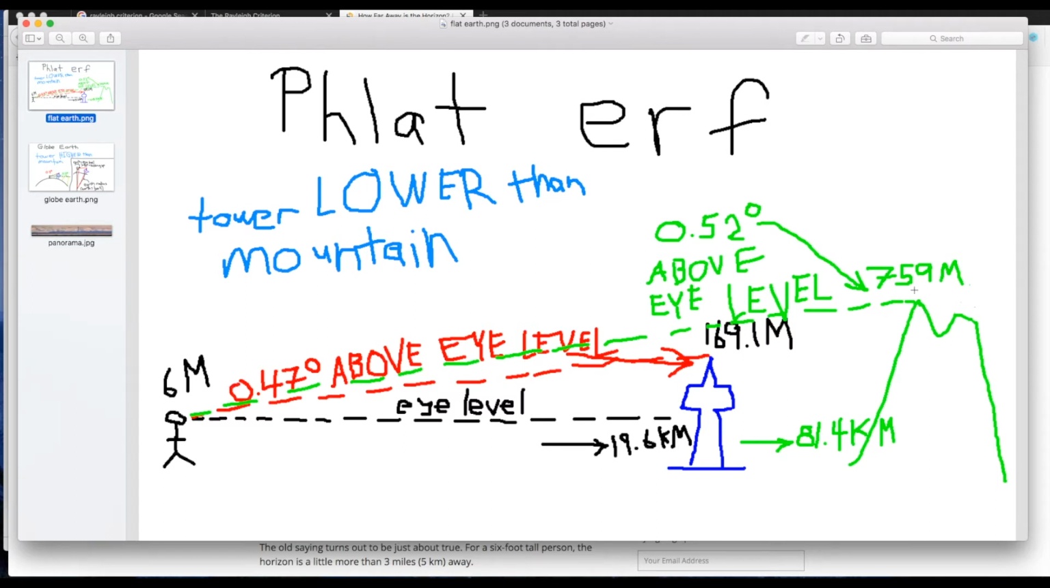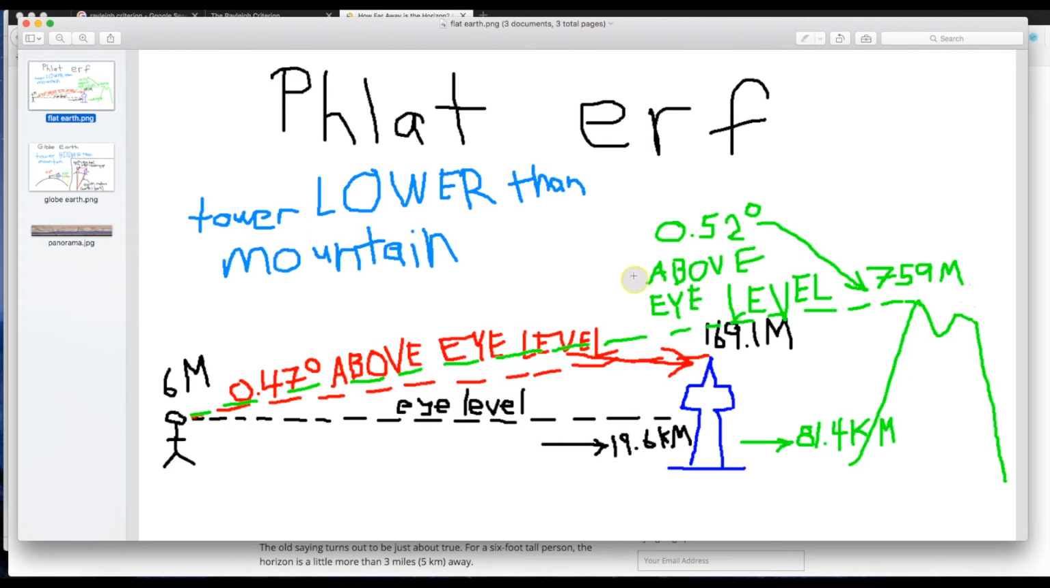Dow Crag has an elevation of 759 meters above mean sea level. Again, if I subtract 6 meters from 759, I'm left with 753 meters for the vertical distance above my eye level. And with the mountain 81.4 kilometers away, again you use the arctan function and it works out to 0.52 degrees above eye level.